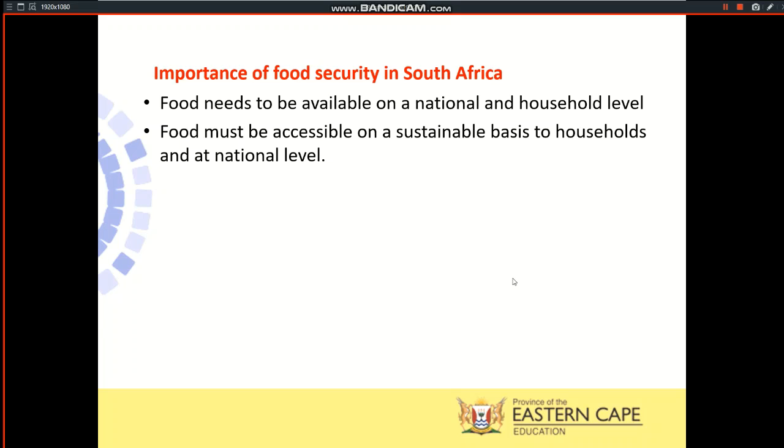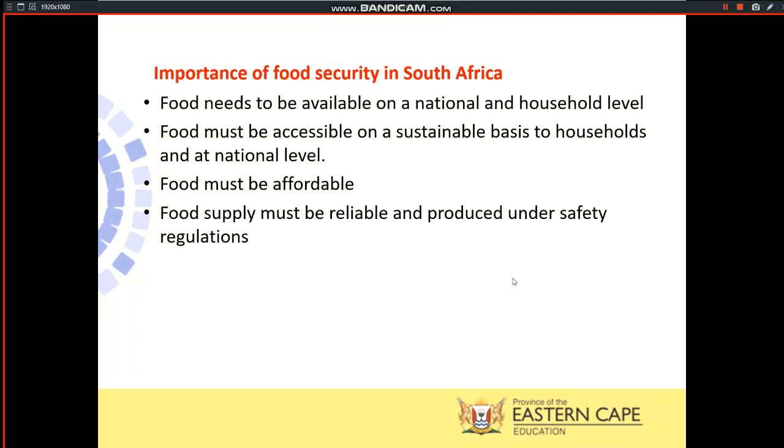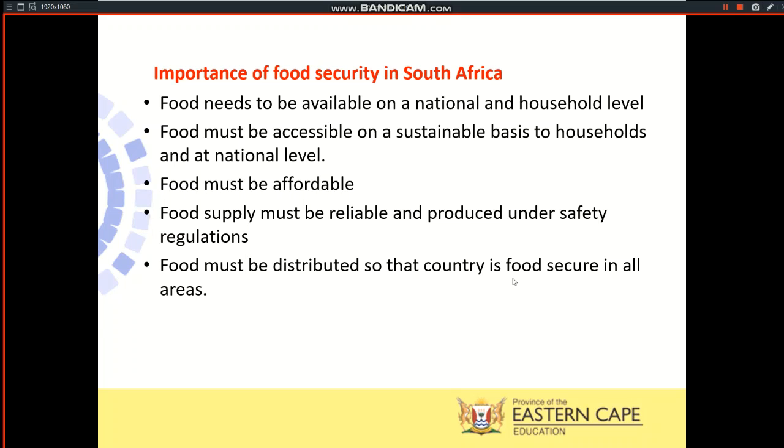Food must be accessible on a sustainable basis to households and at national level. It means that, number one, it must be accessible and sustainable. It must be there continuously for households and at national level. Food must also be affordable. Food supply must be reliable and produced under safety regulations. Food must be distributed so that the country is food secure in all areas.